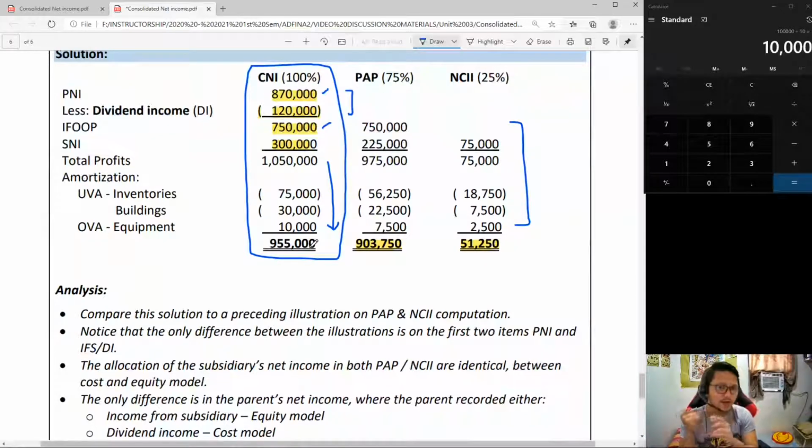If required yung profit attributable to parent and NCI, all you have to do is make two additional columns and do the sharing of 75 for all items that relate to the subsidiary. And make sure na ang IFOP mo, income from own operation of the parent, is only on the column of PAP kasi wala namang kinalaman dyan si NCI, di ba?